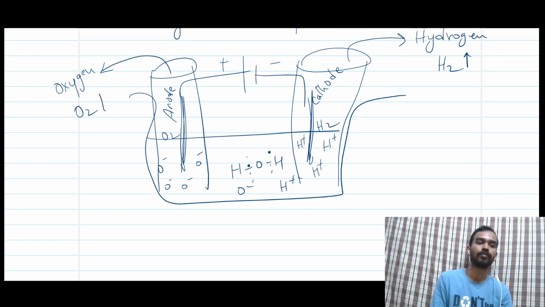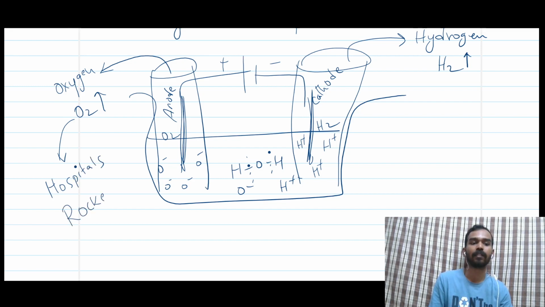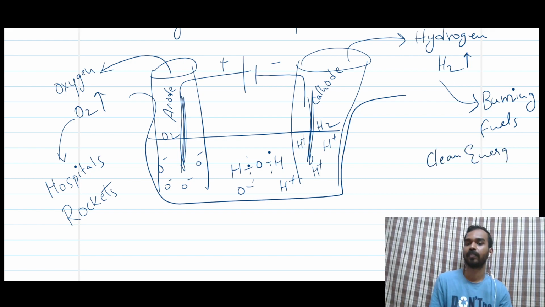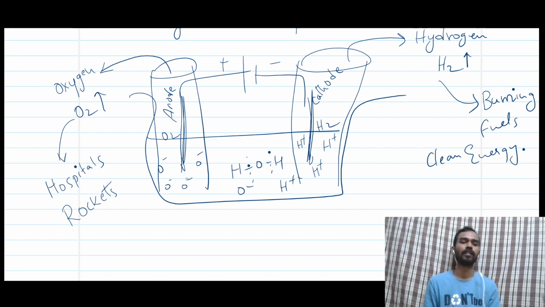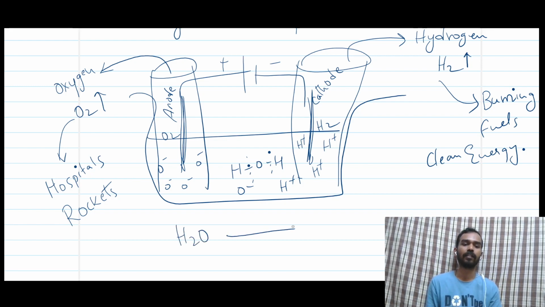In this way, you can use this for hospitals or rockets, combustion needs oxygen. And this one you can use for any burning fuels, cars, hydrogen cars, clean energy, something like that. Now we have made water decompose into its constituent elements by using current. This is called electrolysis.